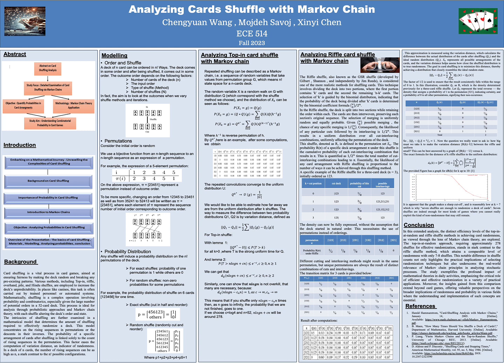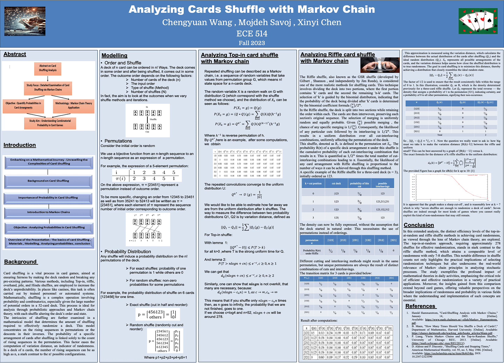Now I'm going to introduce the basic modeling of card shuffling. Firstly, start with order and shuffle. A deck of n cards can be ordered in n factorial ways, and the outcome order after shuffling depends on the following factors. First is the number of cards in the deck, and the second is the input order. The third is the type of shuffle, which is the method we use. And the last factor is the number of shuffles.